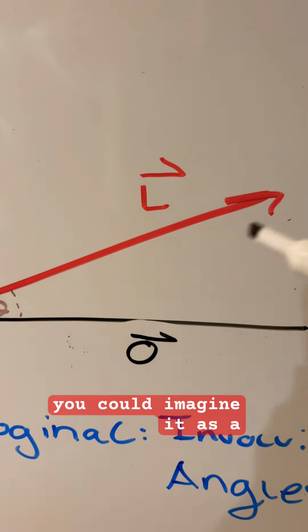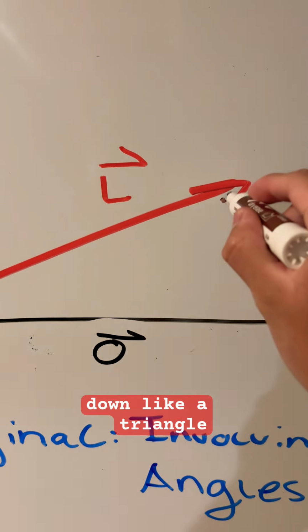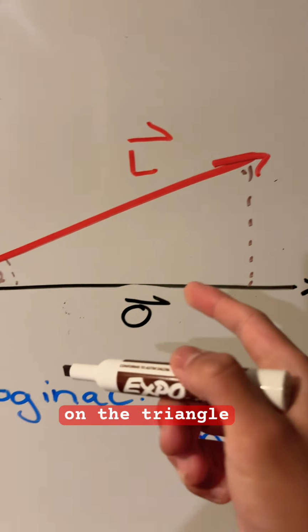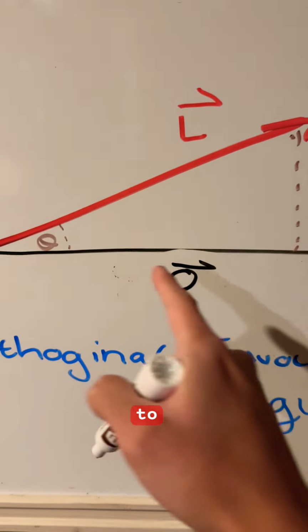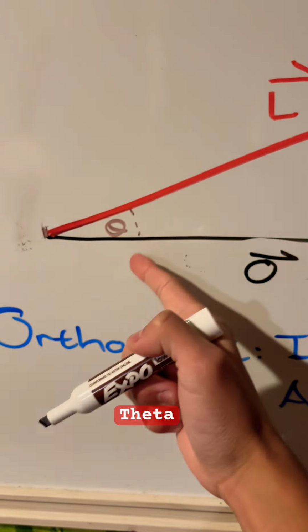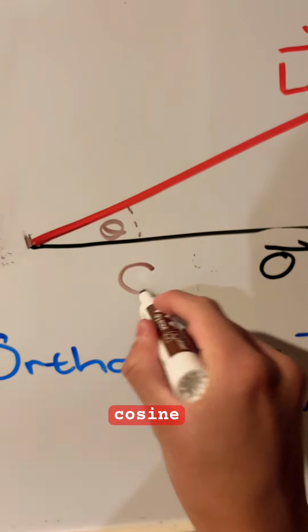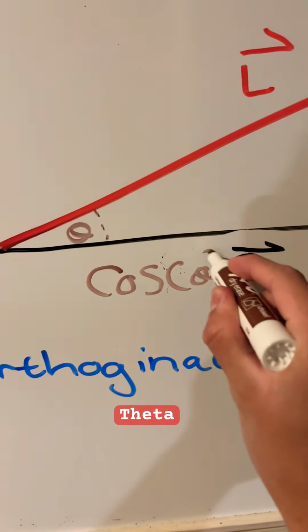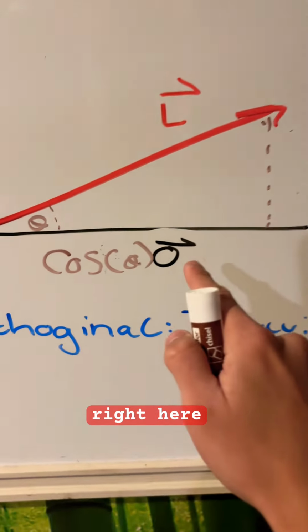So basically you could imagine it as a line being drawn down, like a triangle. Based on the triangle, we could use the Pythagorean theorem to calculate this projection. This projection can be calculated using theta, and you end up using cosine. So cosine theta. That's how you end up getting this angle right here.